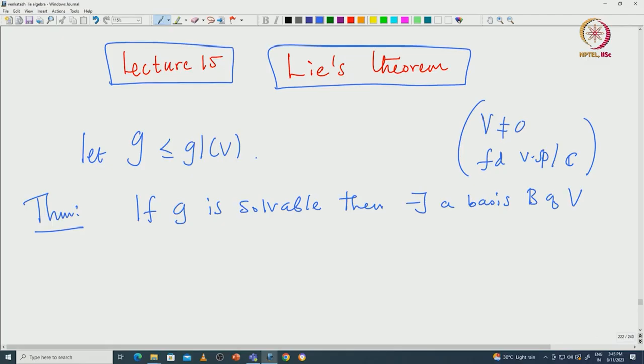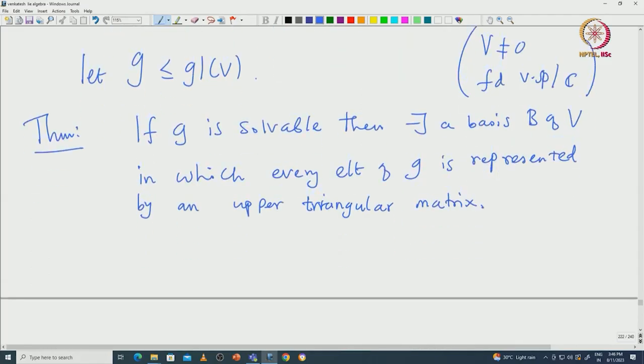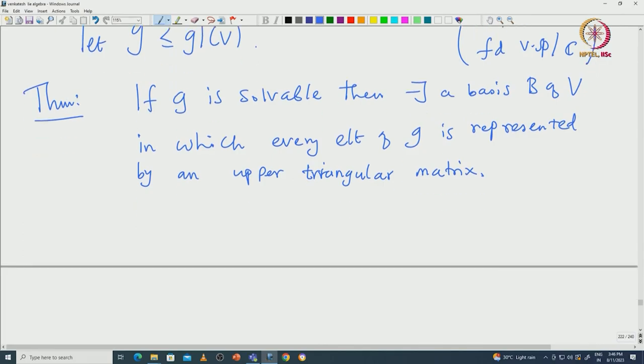So, there exists a basis B of V in which every element of G is represented by an upper triangular matrix. We already know that any subalgebra of this Lie algebra of upper triangular matrices will be soluble. So, indeed Lie's theorem gives us the converse of that statement. Okay, let us see how one proves this.